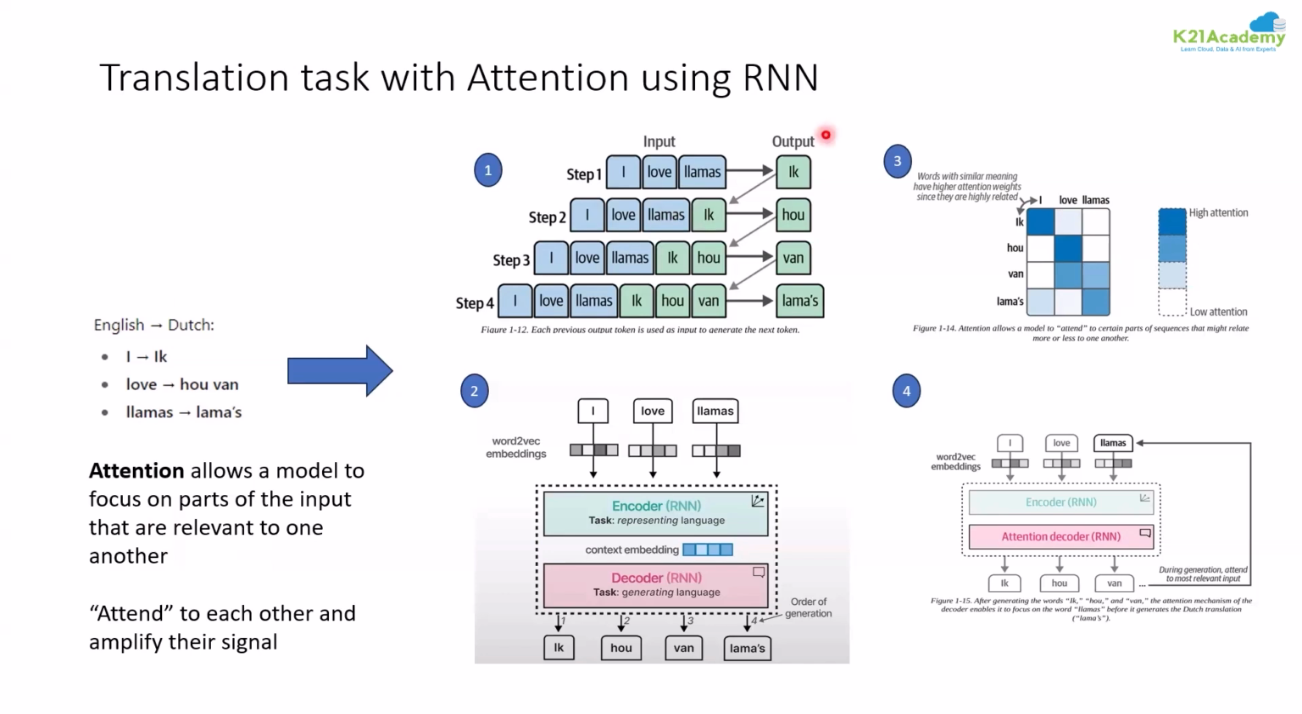I'll just try to explain. So attention allows a model to focus on parts of the input that are relevant to one another. Maybe I was able to correlate to that movie more than any other movie. So that was more relevant to me as compared to any other movie. I'm just helping you understand attention: attend to each other and amplify the signal. Before that, let us take this example. So, how does attention work?